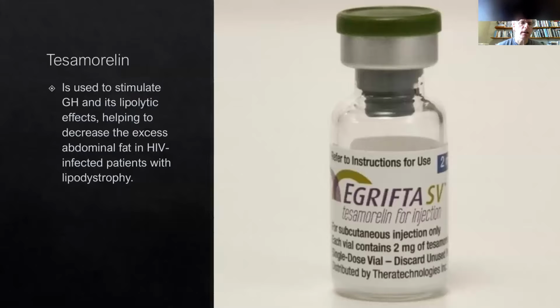The exception is tesamorelin. This is used to stimulate growth hormone in people with HIV-induced lipodystrophy. HIV-induced lipodystrophy is induced by some drugs that are used to treat HIV. This drug stimulates growth hormone. Growth hormone stimulates a lipolytic effect that decreases abdominal fat in patients with HIV-induced lipodystrophy, tesamorelin.